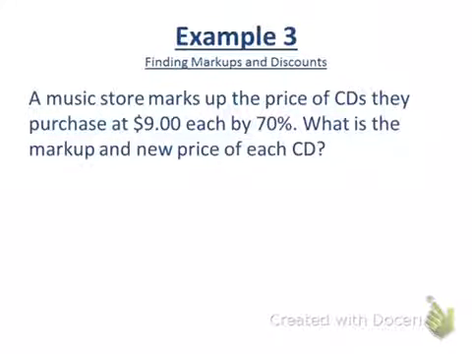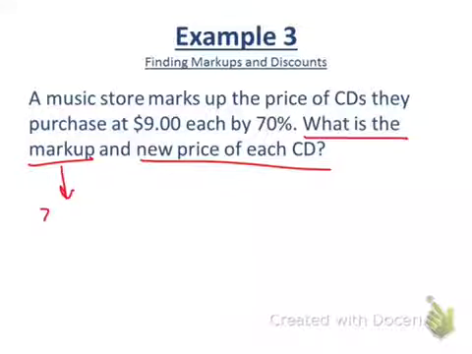A music store marks up the price of CDs they purchase at $9. They mark it up by 70%. Now there's two questions here, and if you're not careful, you'll miss one of these questions on the test. What is the markup and the new price? The markup is 70% of $9. 70% of $9 is $6.30. So that's the markup.